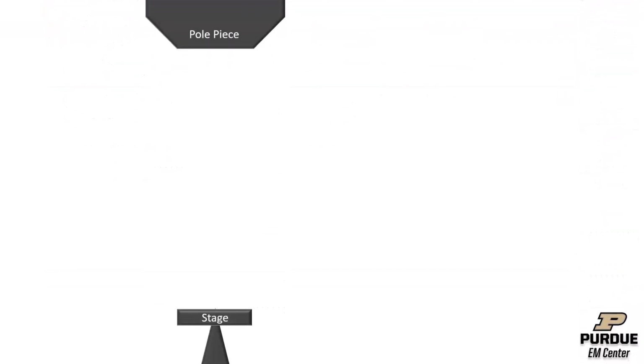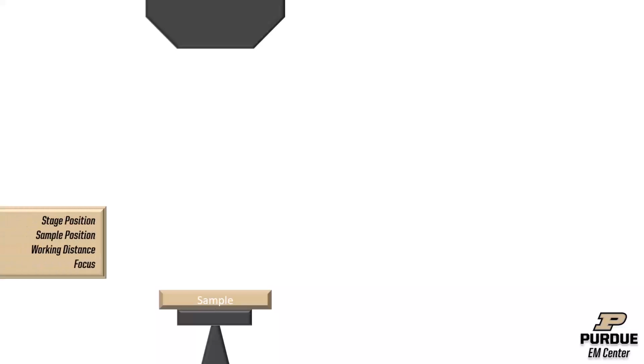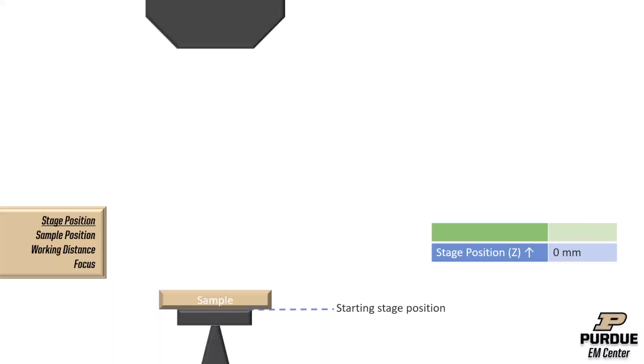So for our animated demonstration, we'll start with just the pole piece and the stage, and to get the ball rolling, we'll also put a sample in. Now, the four key components that we're focusing on today are stage position, sample position, working distance, and focus. And we're also going to address how they interact with each other inside the SEM. So we'll start with the stage position.